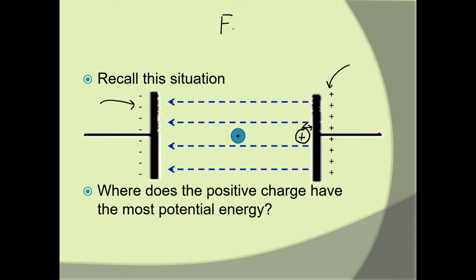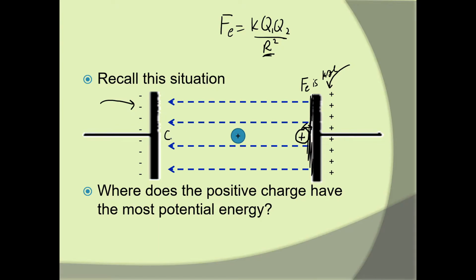Because if you recall, the electrostatic force is given by this equation, kq1q2 over r squared. And as r gets smaller, the amount of force gets larger. So if I place my positive charge really close to the positive plate here, then the electric force is going to be really, really large. Electric force is large.